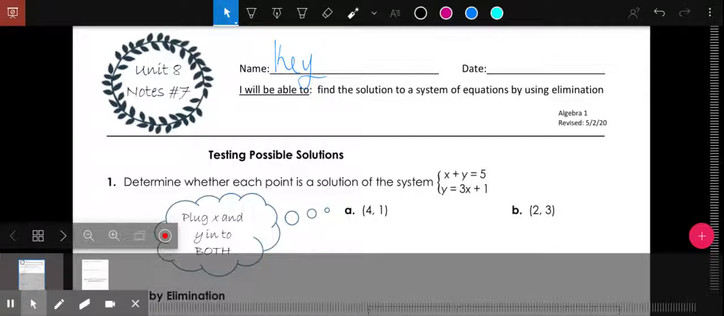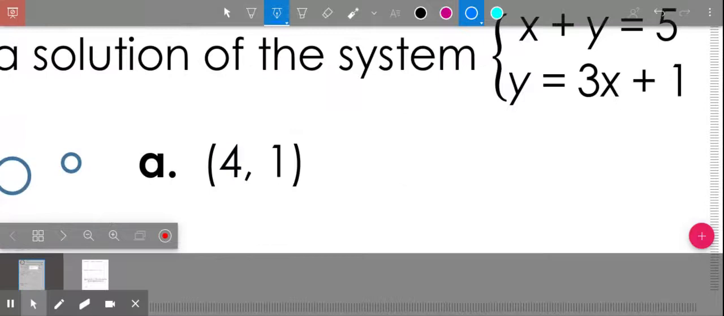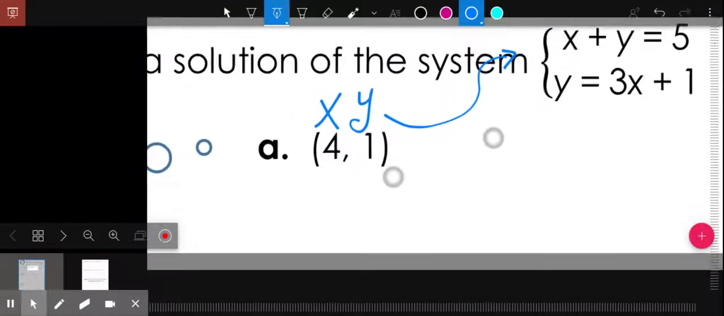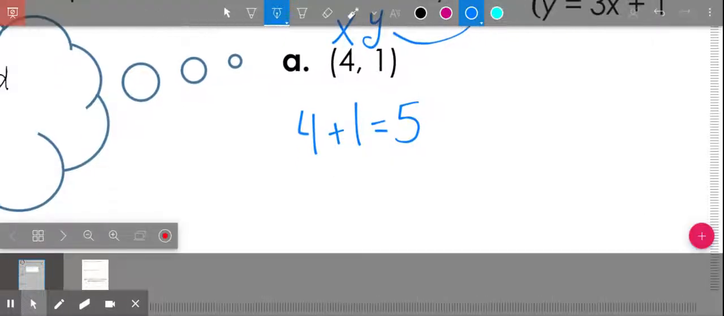So looking at this, just a quick reminder, when we're determining whether each point is a solution to the system, one thing that you can do is just plug in x and y to see if it is true for both equations. It has to be true for both. So remember, this is your x and your y, and so we can substitute that in. So the first one is just x plus y equals 5. Well, now it's going to be 4 plus 1 is equal to 5. Which 4 plus 1 does give me 5 is equal to 5. So we know that it works for the first one.